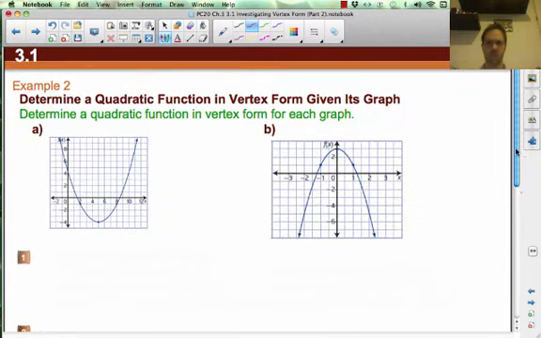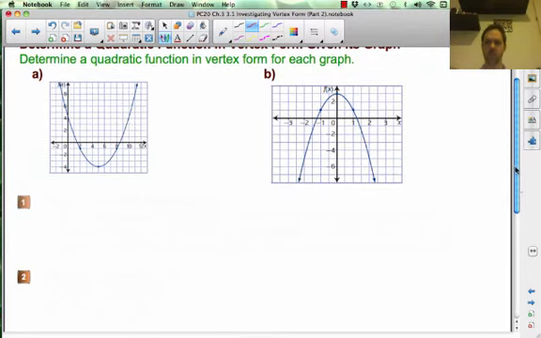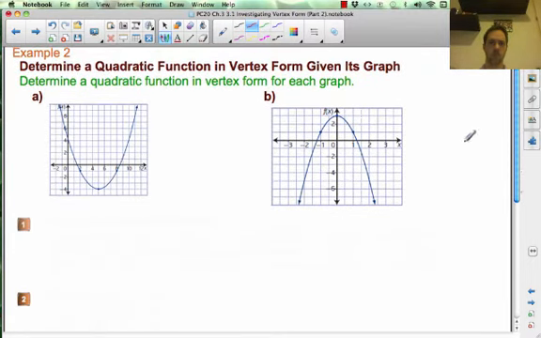So here's another example. Determine a quadratic function in vertex form when you're given its graph. This is really simple in terms of finding the vertex, but the a value is a little more complicated, and you'll see in a second that we will require the use of a second point in order to determine that a value.